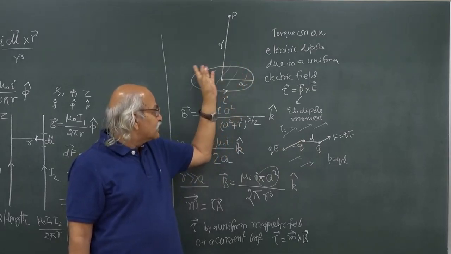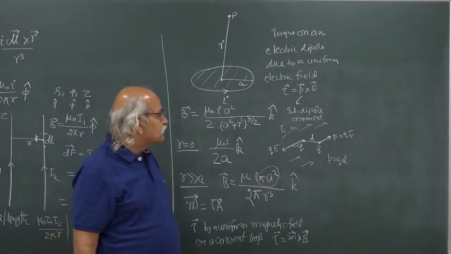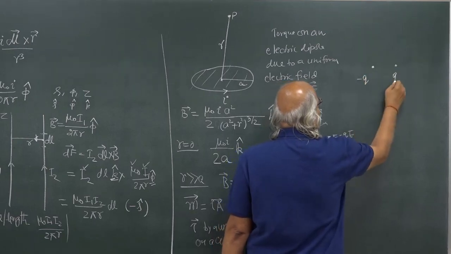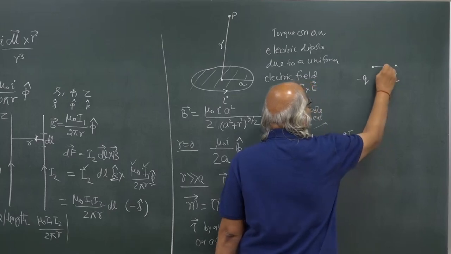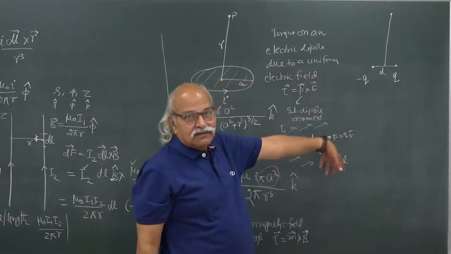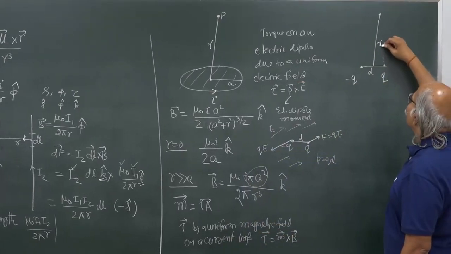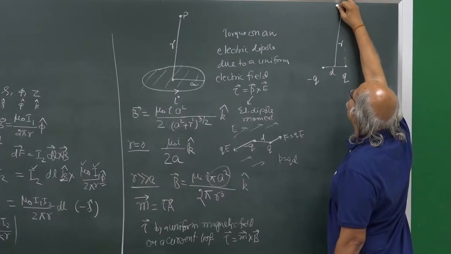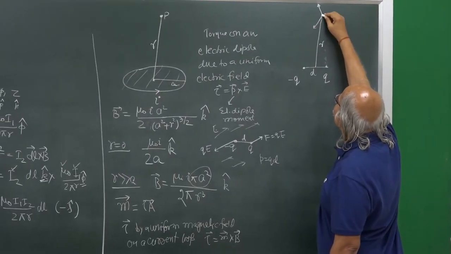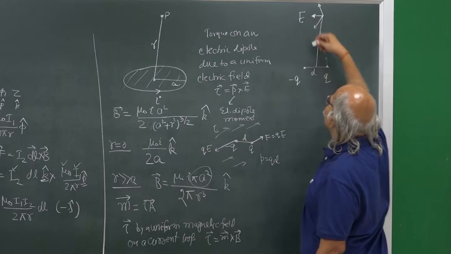But then yes, you can still define a magnetic dipole moment, and it is this. And for an electric dipole also, if you remember, you take an electric dipole, minus Q and plus Q, with this distance d, and then calculate the electric field at a far away point on the perpendicular bisector at a distance r. Easy: from this Q you will write the electric field, it will be like this, and from this minus Q, it will be like this, and then the resultant will be this.